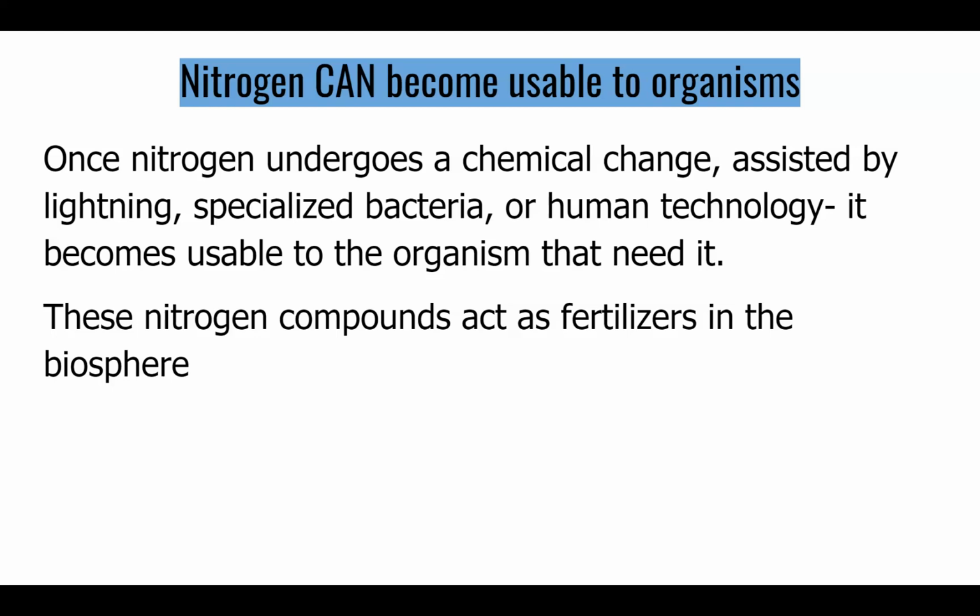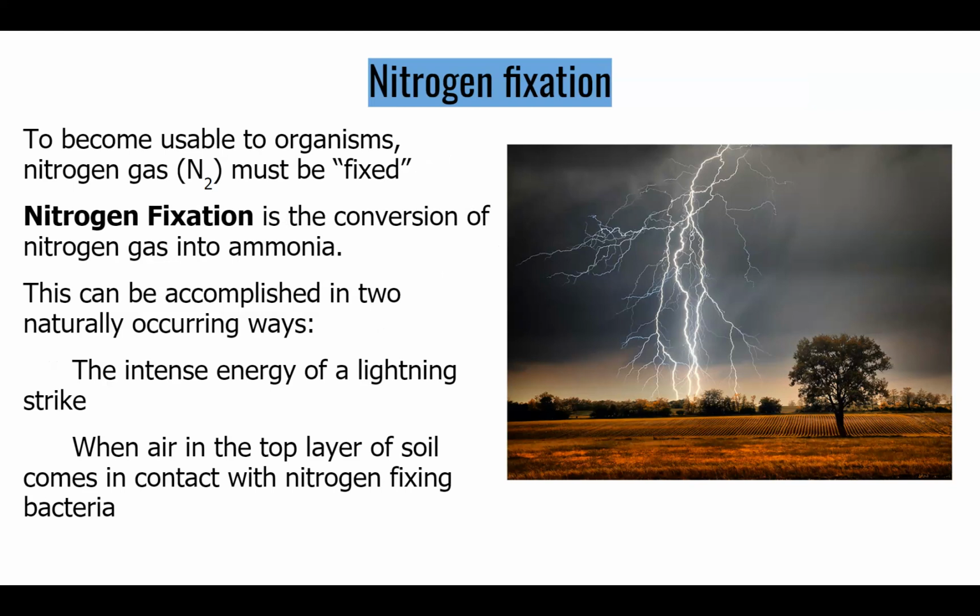So, nitrogen cycle. Like I said, it has to be usable to organisms, and the way it becomes usable to organisms is through a process called nitrogen fixation. In order for nitrogen gas to become usable, it has to be fixed. And you only need these two lines. You already got this on the last slide. So just those first two lines, that in order for it to become usable, it has to be fixed.